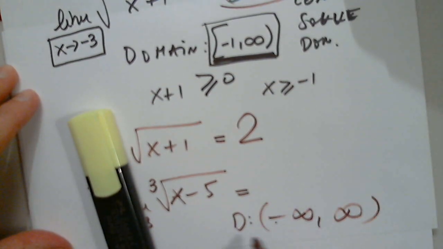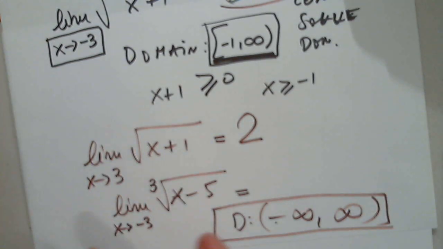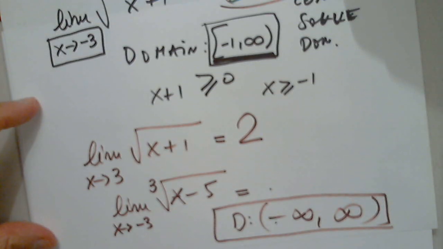Excellent. Thank you so much. Who was that? Thank you. We never have to state restrictions when the index is odd. So then, I have no problem. What is the answer?